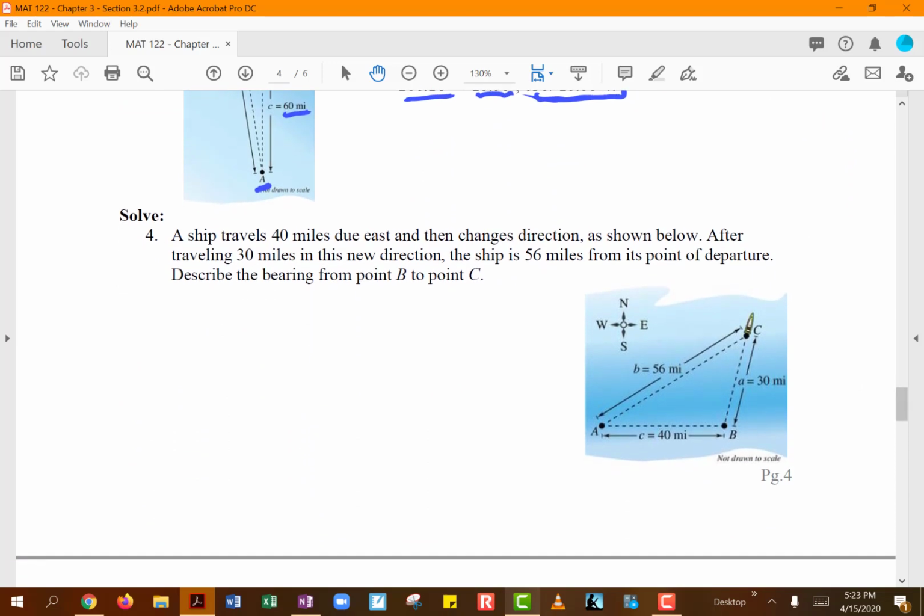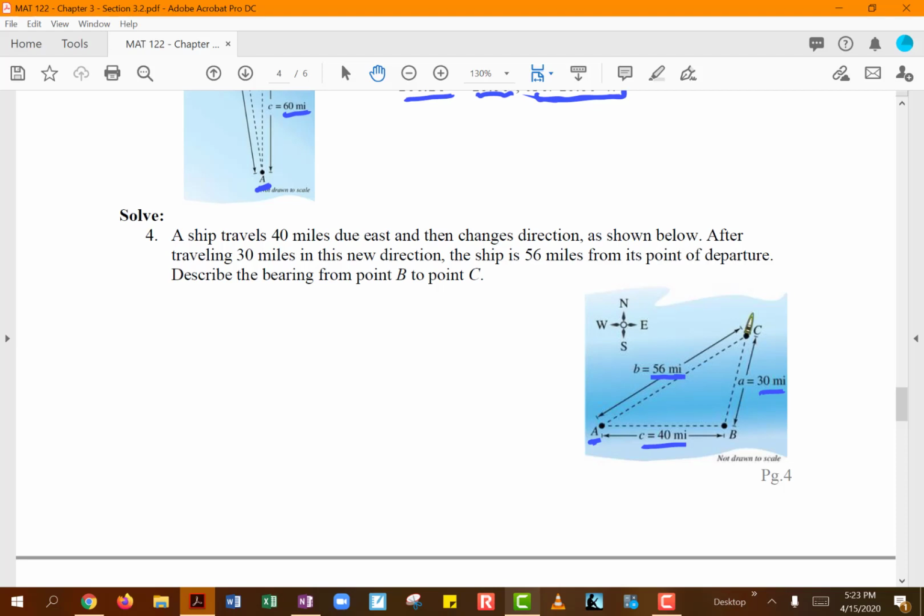Alrighty, so we've got a similar example to that over here. A ship travels due east. You're starting at point A and going due east, and it changes direction. After traveling 40 miles due east, you change direction and travel 30 miles in this new direction, and then from your point of departure, that will put the ship at 56 miles. Same kind of example here, they're asking us to find the bearing from point B to point C.